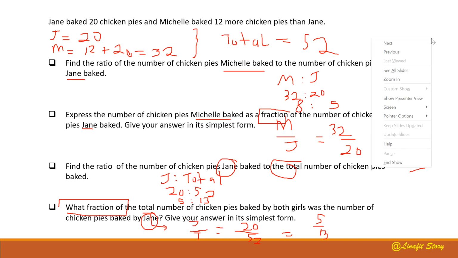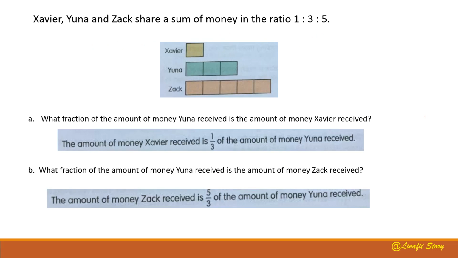Now here Xavier, Yuna and Zach share some money in the ratio 1 to 3 to 5. So 1 unit for Xavier, Yuna is 3 units, and Zach equals 5 units. So what fraction of the amount of money Yuna received is the amount of money Xavier received? So be careful over here, what fraction of? So after that over here is Yuna. So Yuna will be the denominator. So Xavier out of Yuna, so equals 1 out of 3. So the amount of money Xavier received is 1 out of 3 of the amount of money Yuna received.